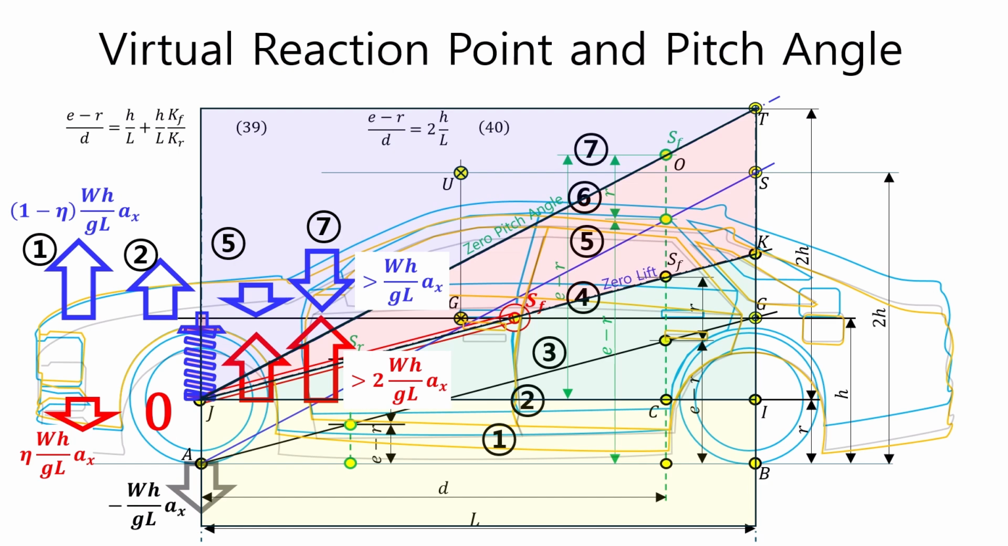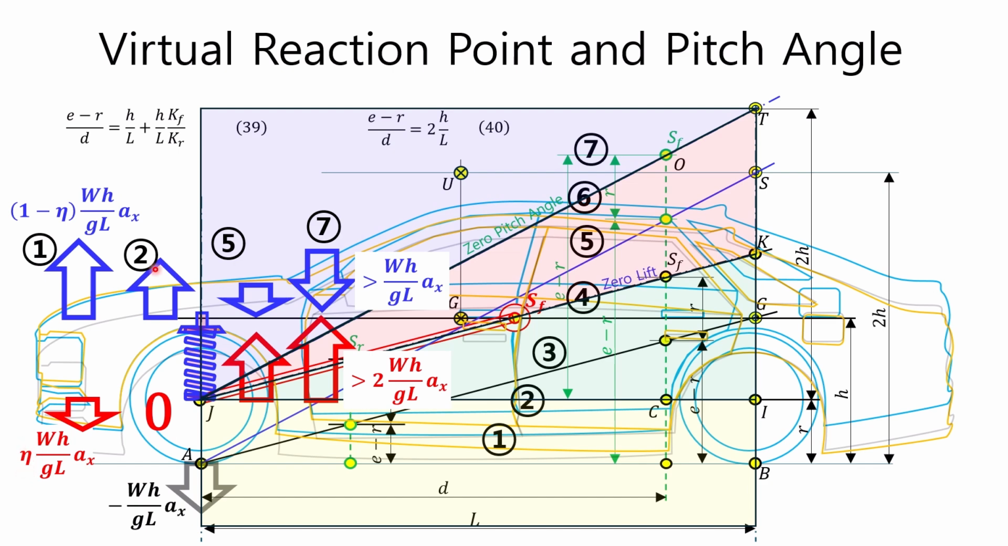Figure 1 illustrates the case where the virtual reaction point lies in the area below the horizontal line connecting the front wheel center, point J, and the rear wheel center, point I, and is shown in light yellow. In this case, based on absolute values, the vertical force tensioning the spring is greater than the vertical resultant force compressing the links. In this case, the eta is negative, less than 0.